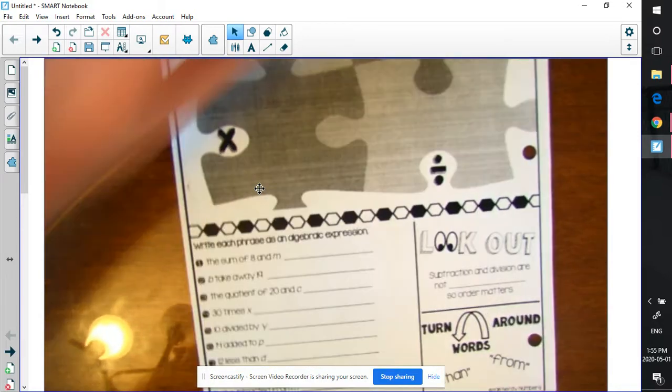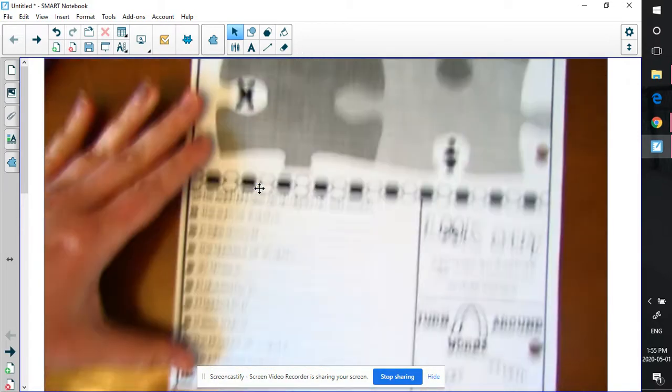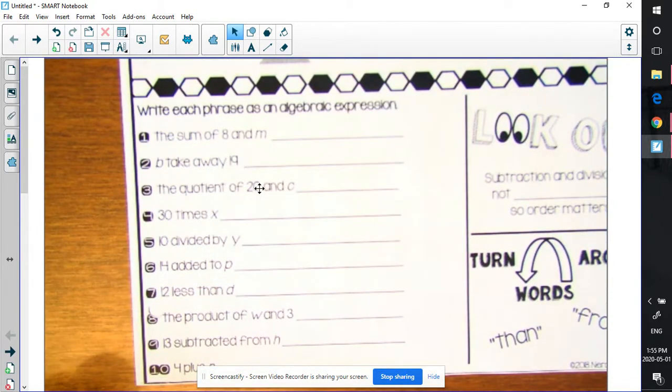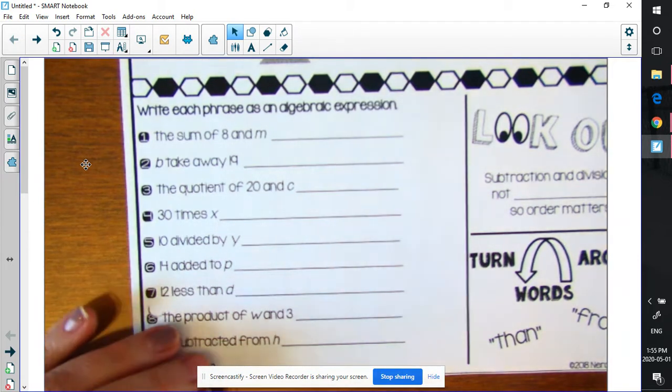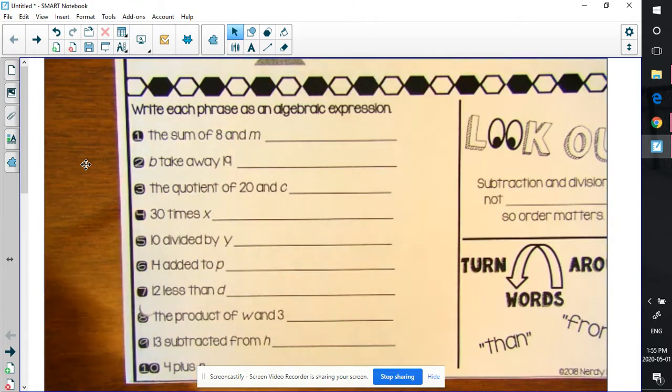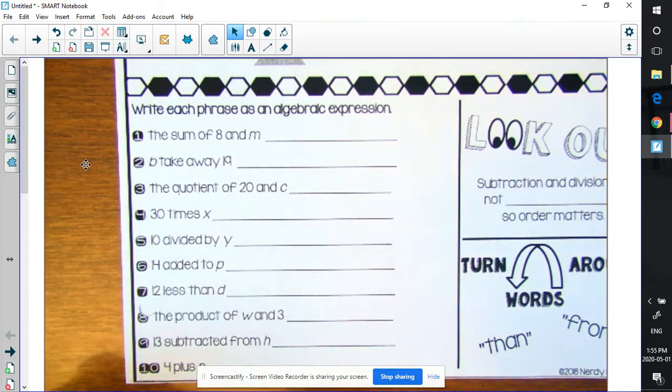Okay, so in this video, I'm going to show you guys how to make algebraic expressions from sentences. And then you're going to go to the Google document that's linked and you're going to try it yourself. So let's look at the first one here. It says the sum of 8 and m.